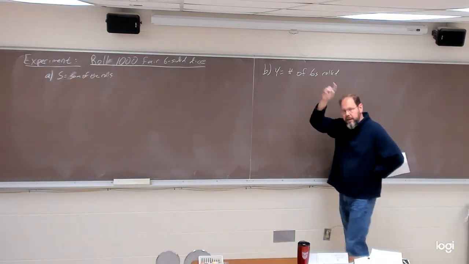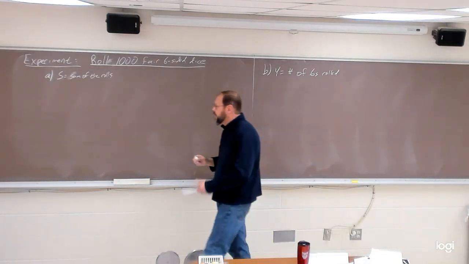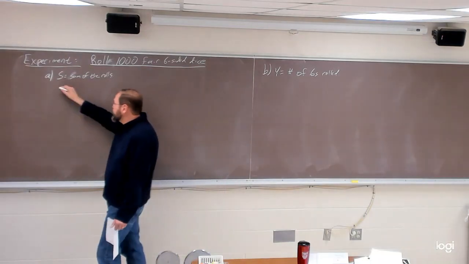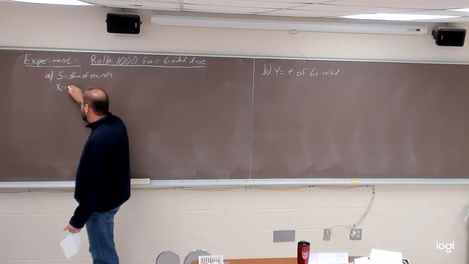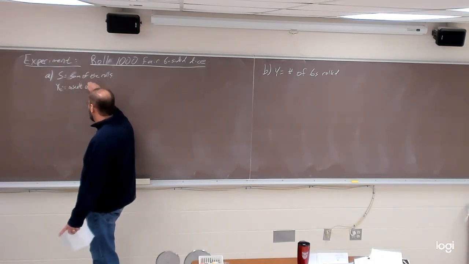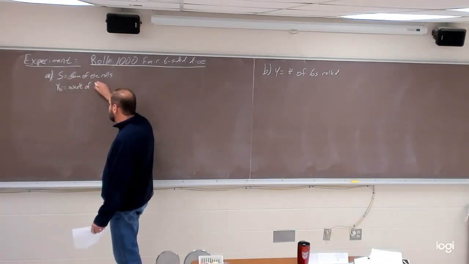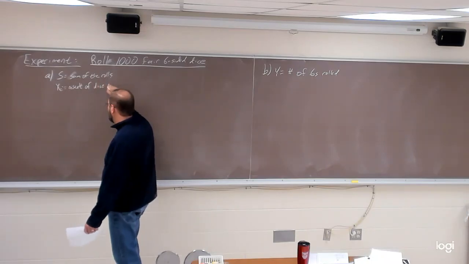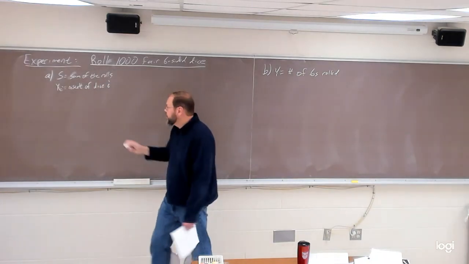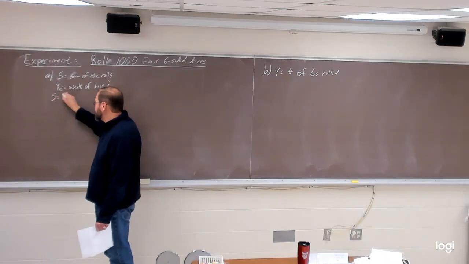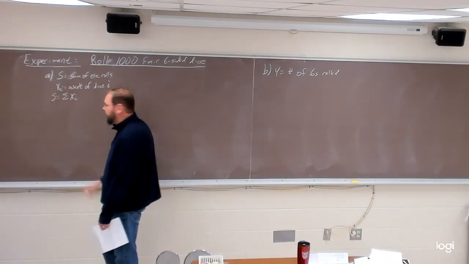Okay. So let's take care of A first. S is the sum of all the rolls. Let's let X_i be the result of, let's just say, dice i. Then my S is just equal to the sum of those X_i's.